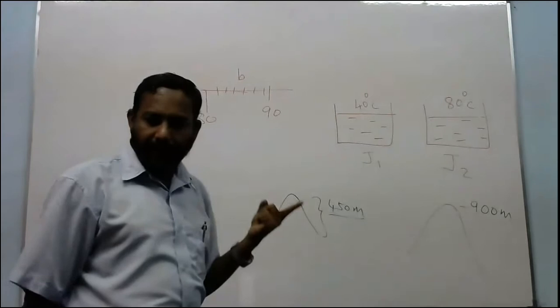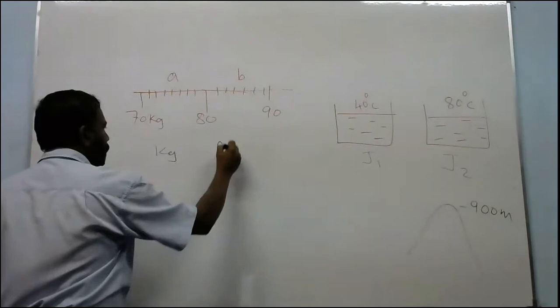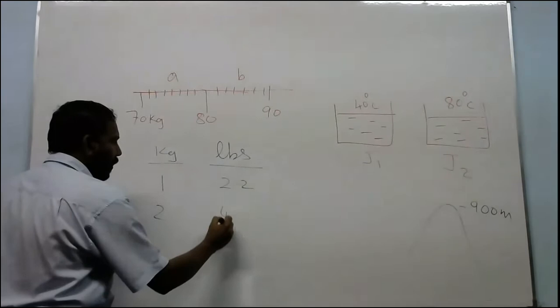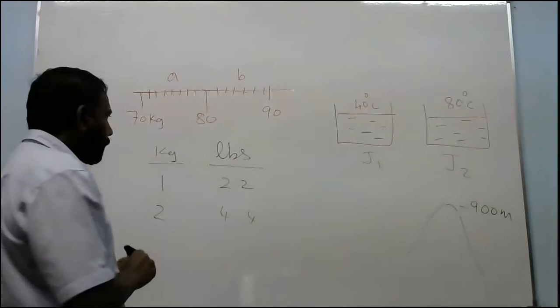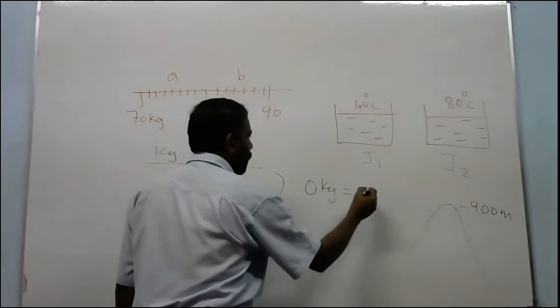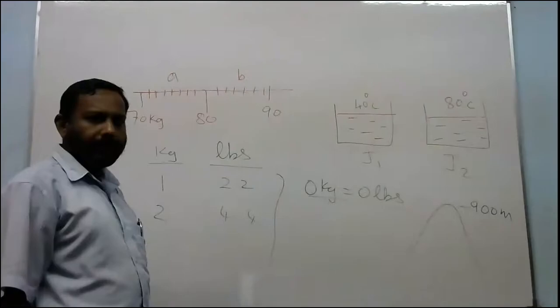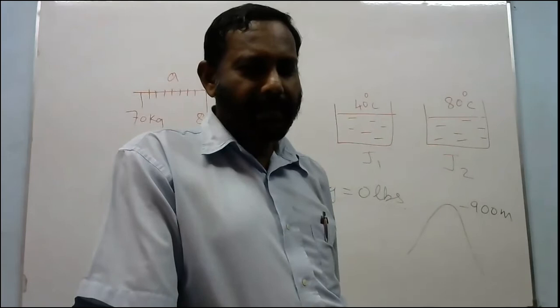Let's take a simple example. Kilogram. This is pounds. If you measure in kilograms or pounds, 1 kilogram is equal 2.2 pounds. 2 kilogram equal 4.4 pounds. So now, 0 kilogram is equal 0 pounds. Can we say like that? Can you say like that? 0 kilogram is equal 0 pounds.